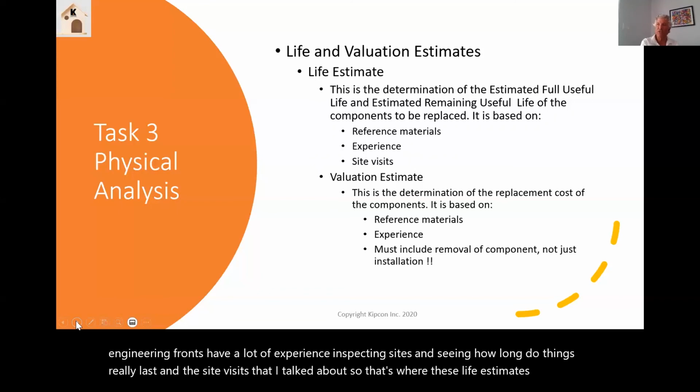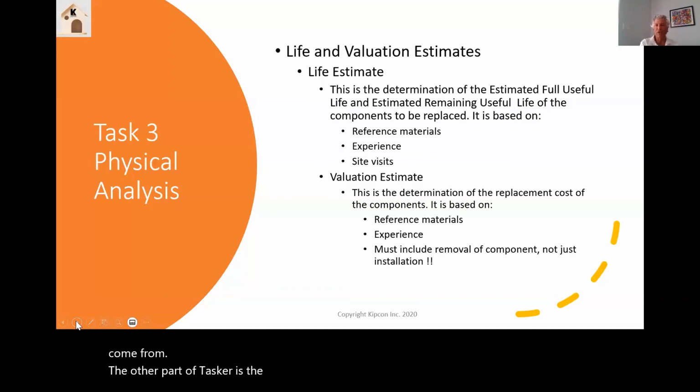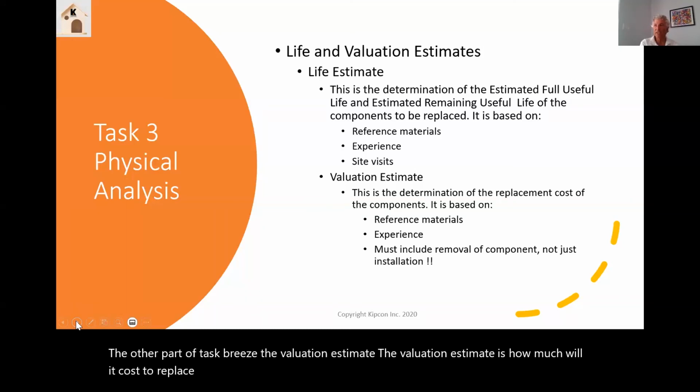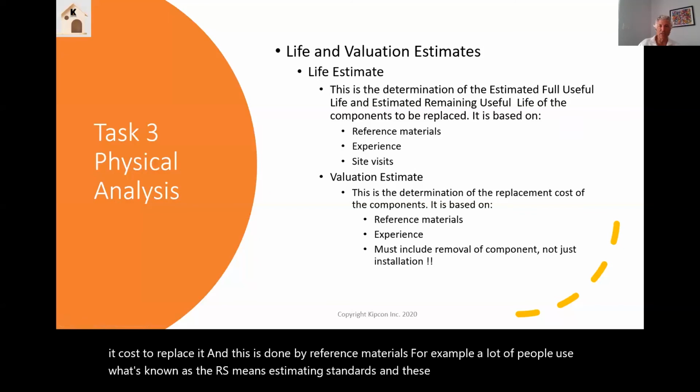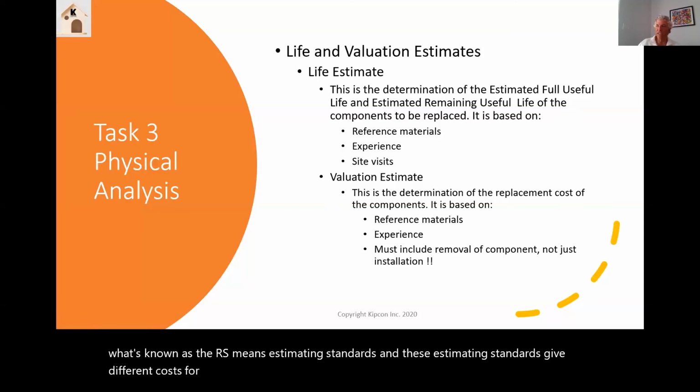The other part of task 3 is the valuation estimate. The valuation estimate is how much will it cost to replace it? And this is done by reference materials. For example, a lot of people use what's known as the RS Means estimating standards. And these estimating standards give different costs for doing different things. So you use estimating standards.